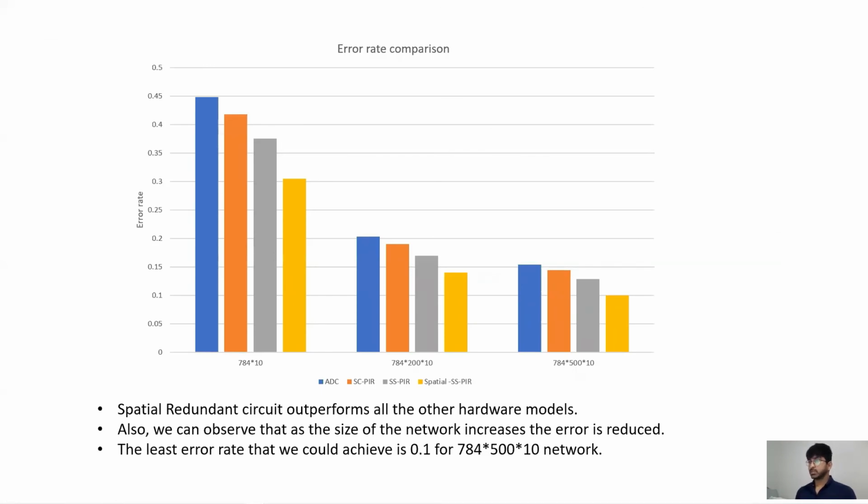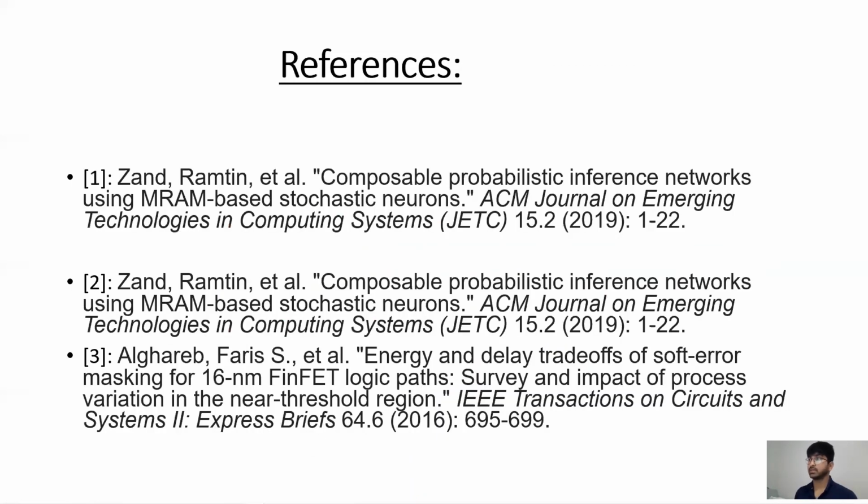This is a graph for different topologies for different hardware circuits. As you can see, the 784 by 500 by 10 circuit has the minimum error rate for all the hardware implementations. The spatial redundant circuit outperforms all the hardware networks. The yellow bar represents the spatial redundant SSPIR, and the least error rate that we could achieve is 0.1 for 784 by 10.